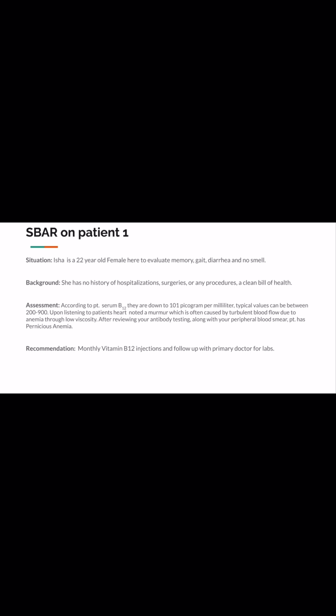Upon listening to the patient's heart, a murmur was noted, which is often caused by turbulent blood flow due to anemia through low viscosity. After reviewing her antibody testing, along with her peripheral blood smear, patient has pernicious anemia. The recommendation is a monthly vitamin B12 injection and a follow-up with her primary care provider for labs. So what is the SBAR on patient 2?